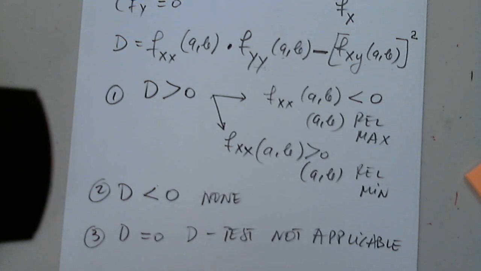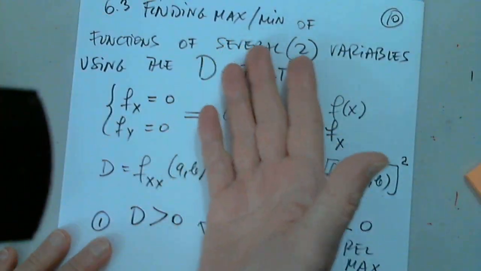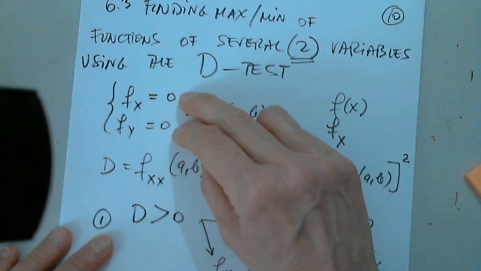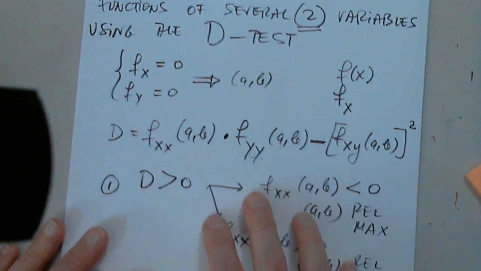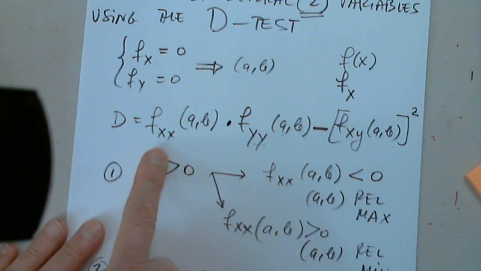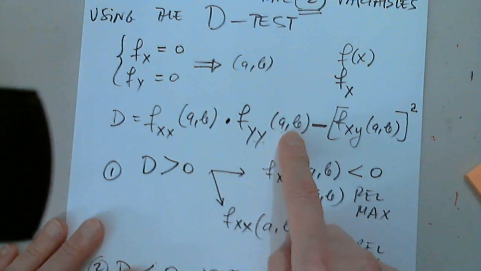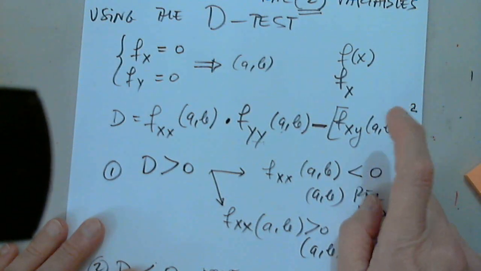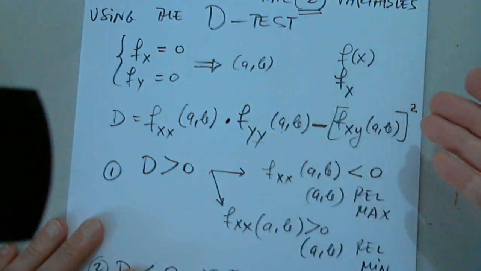Okay? So that's the D-test. So now first let's practice finding these derivatives. So one more time. For the function, if we're asked to find max-min, we determine f_x, f_y, we set them equal to 0, and we determine this point after solving this system. Then, with this point, we plug it in f_xx, we get a number. We plug it into f_yy, we get a number. We plug it into f_xy, we get a number, and we square it. Number times number minus a number squared.